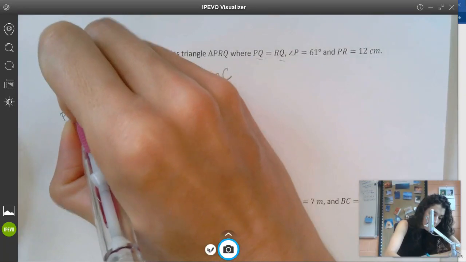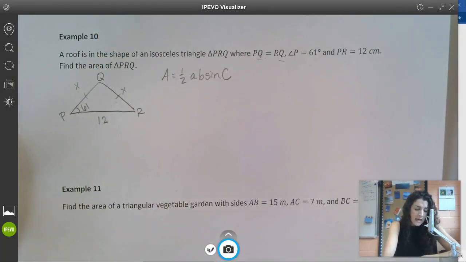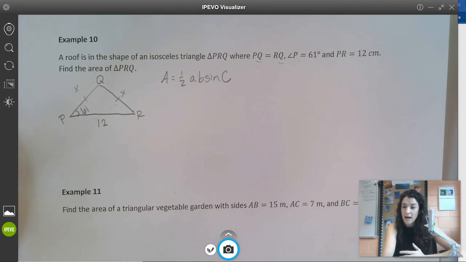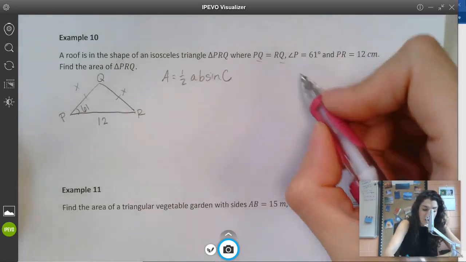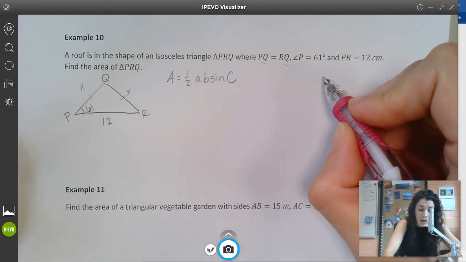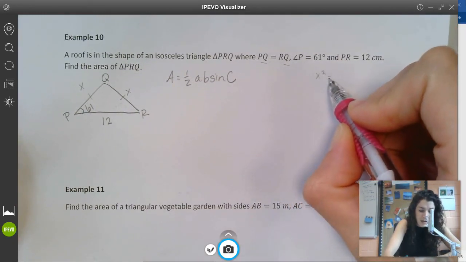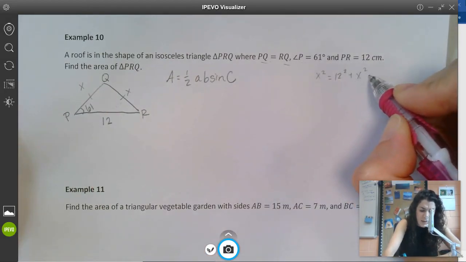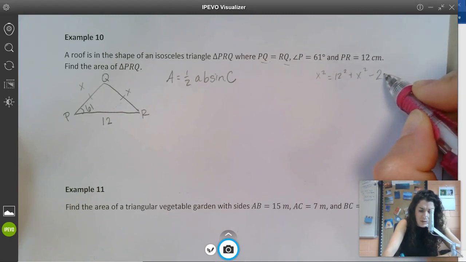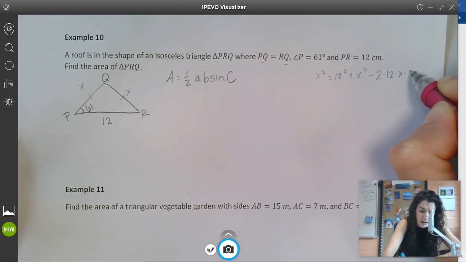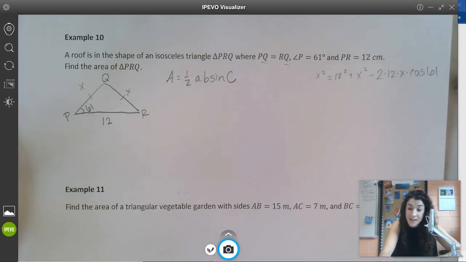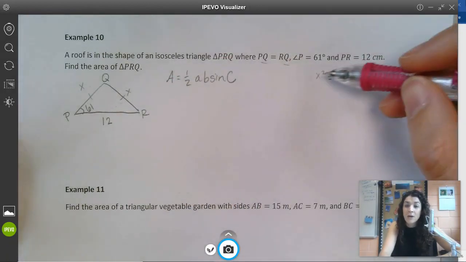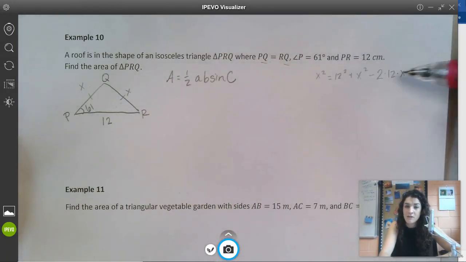Well, these two sides are the same, so I could label them both x. I know it's a non-right triangle, so I have to use law of sines or law of cosines. Maybe you set up law of cosines, and I get x squared equals 12 squared plus another x squared minus 2 times 12 times x times cosine of 61. Technically, that only has one input. Since both of these are x, because they're the same value, you could numerically solve, and this could give you the answer.